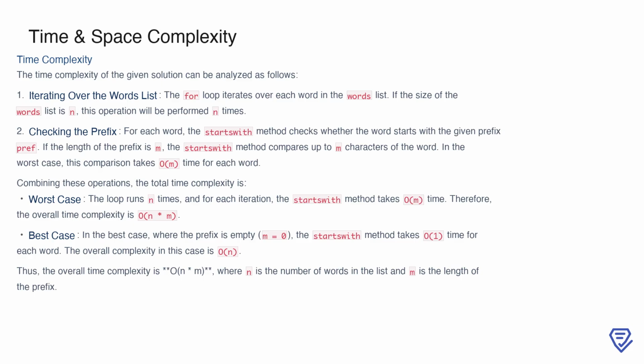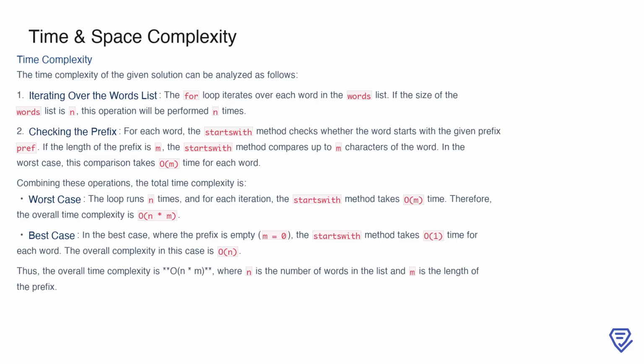To understand the time complexity of the solution, we start by analyzing the 2 main operations performed. First, the algorithm iterates over the words list using a for loop. If the words list contains n elements, this loop will execute n times. Next, for each word, the startswith method checks whether the word begins with the given prefix pref. If the prefix has a length of m, the startswith method compares up to m characters of the word. In the worst-case scenario, where all words need to be checked and the prefix length is significant, this comparison takes m time for each word.